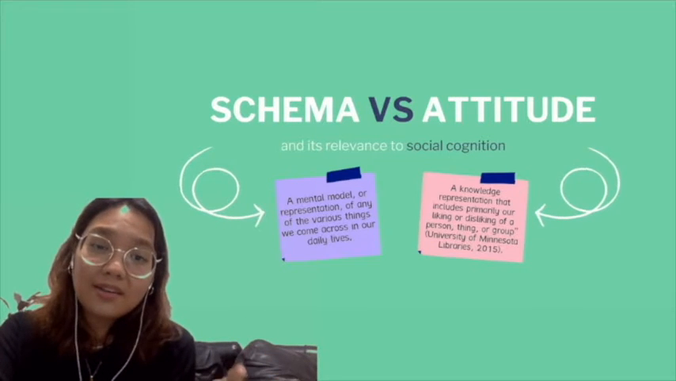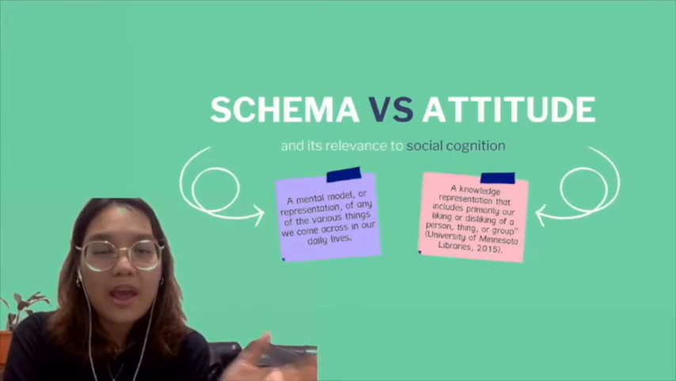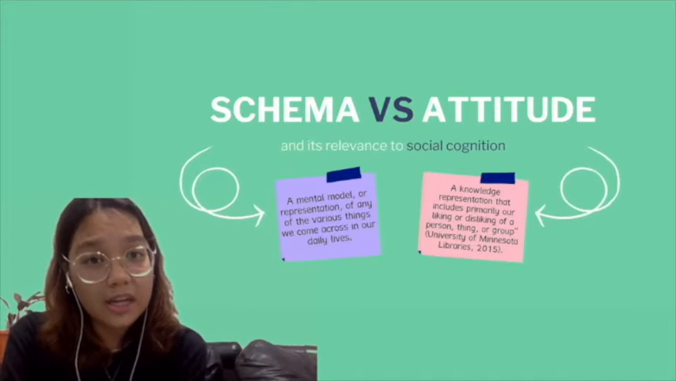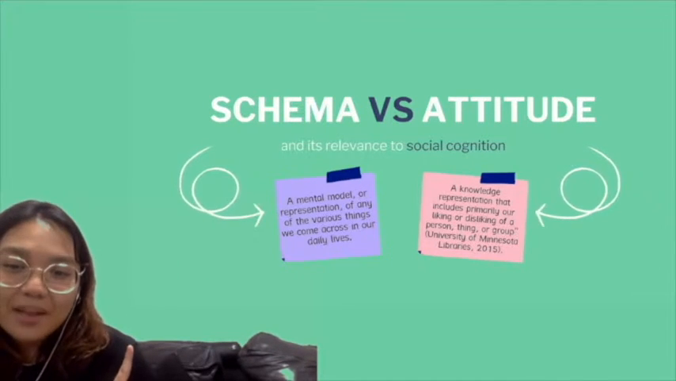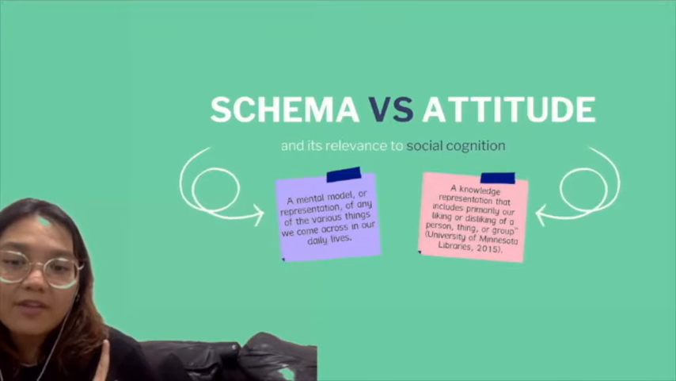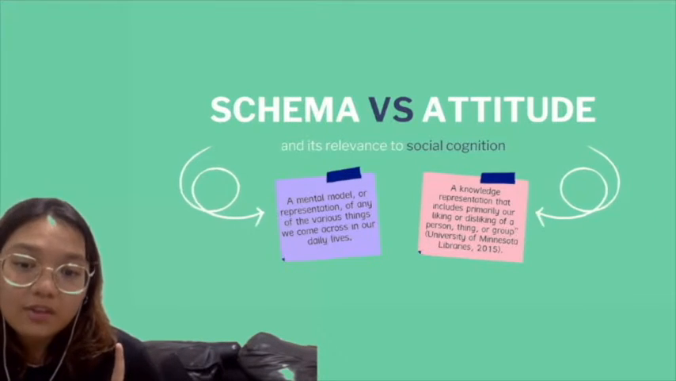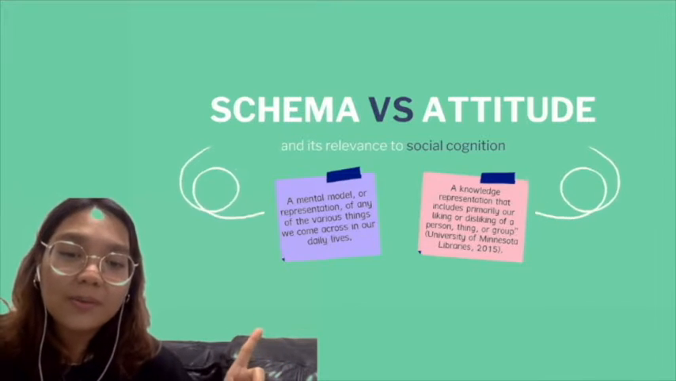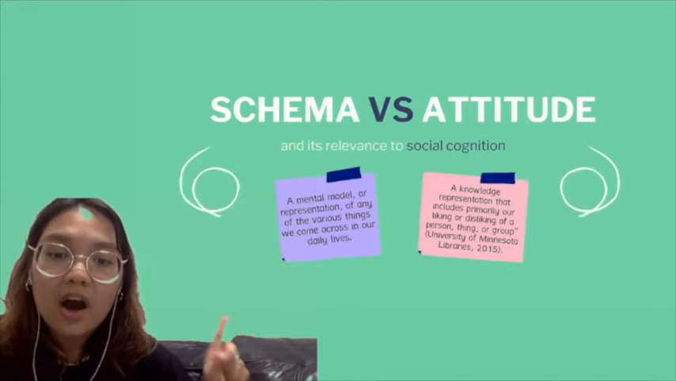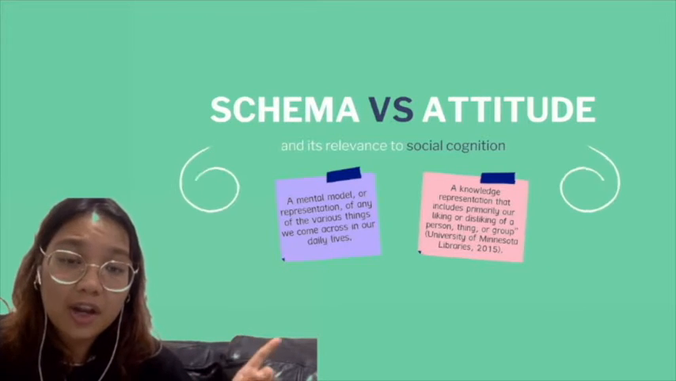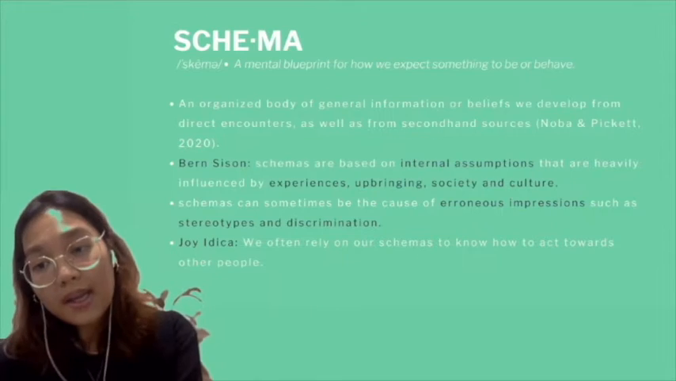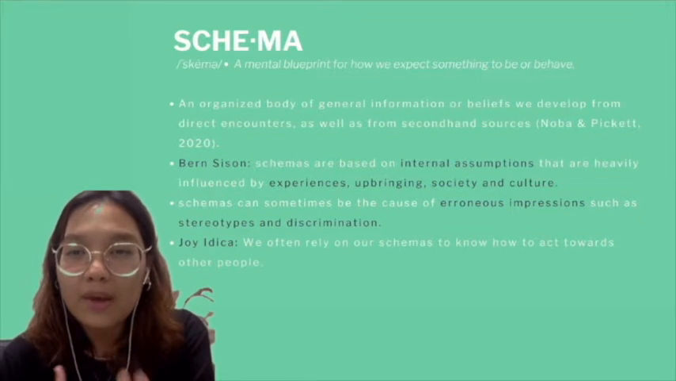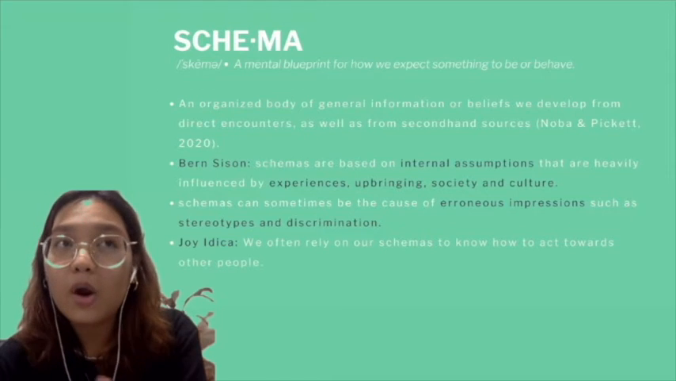So, what is a schema and what is an attitude? And what is the relevance of these two concepts in social cognition? Schema is a mental model or representation of any of the various things that we come across in our daily lives. Attitude, on the other hand, is a knowledge representation that includes primarily our liking or disliking of a person, thing, or group. What is a schema? A schema is basically a mental blueprint of how we expect something or someone to be or behave.